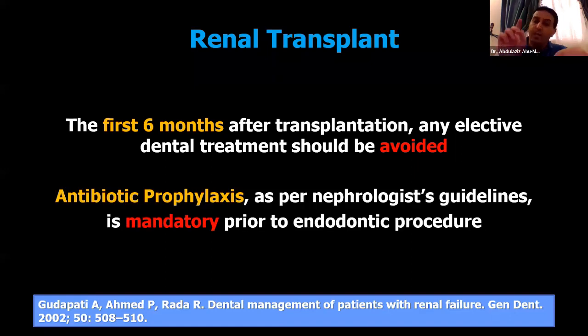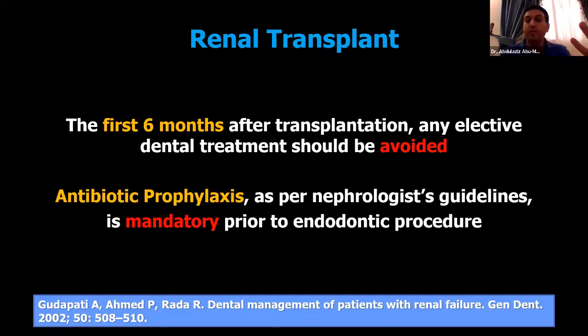Those patients will need prophylaxis before, during, and after, even for most of their life, because they're taking drugs that can depress the immunity to keep that organ accepted by the body. So those will need antibiotic prophylaxis. If the patient is on hemodialysis with an AV shunt implanted, they will need antibiotic prophylaxis.